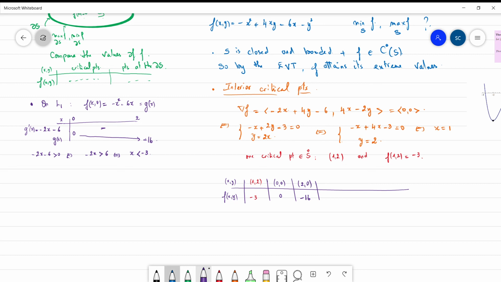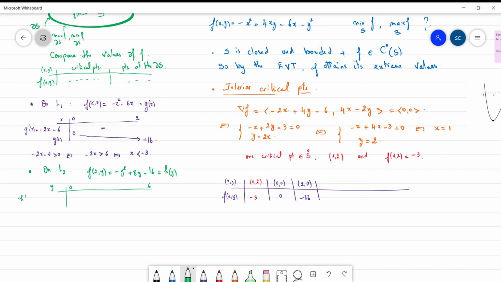So let's do the same work this time on L2. So f takes the values at (2, y). If you substitute, you will get the expression: f(2, y) equals minus y squared plus 8y minus 16. Let's call this function h of y. Again, a function of one variable, with y taking values from 0 up to 6.